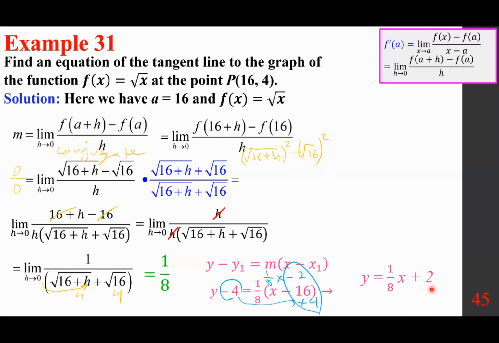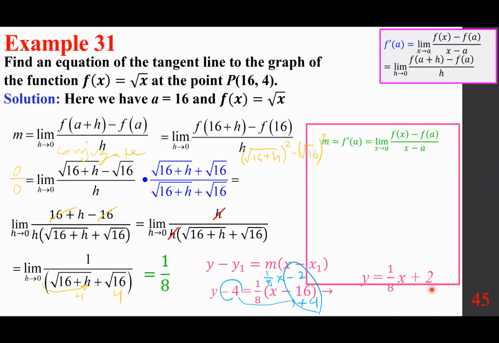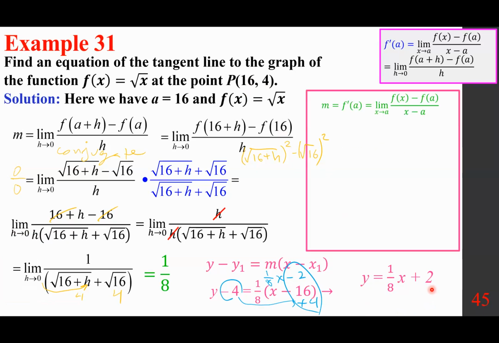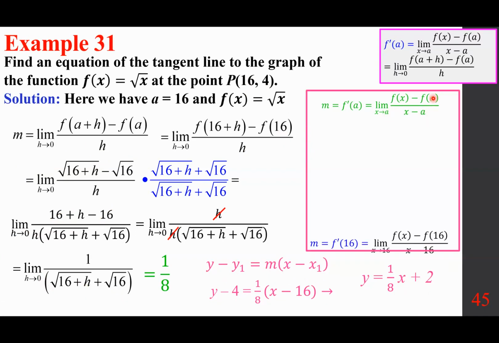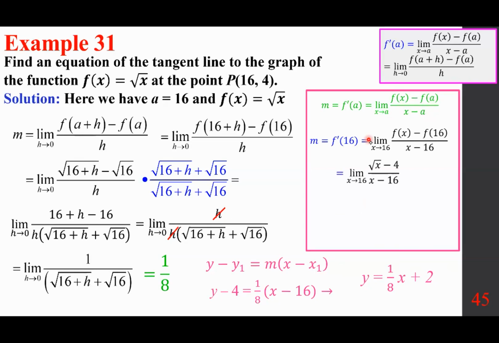We are done, however. I want to show you the second method for practice only. For practice only. Let me clean up the mess. So f of x minus f of 16. So we replace the a here, here, and here with 16. Replace the f of x with square root of x. And if you plug in class, you do get 0 over 0.